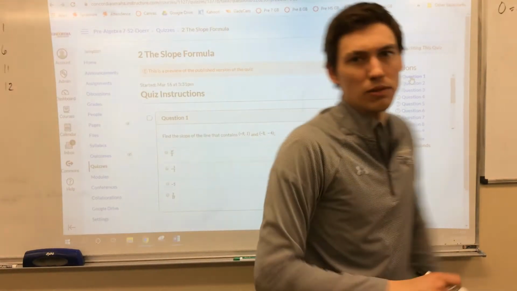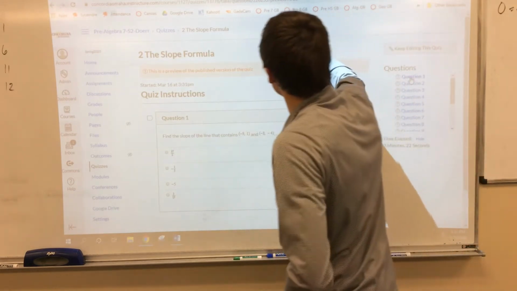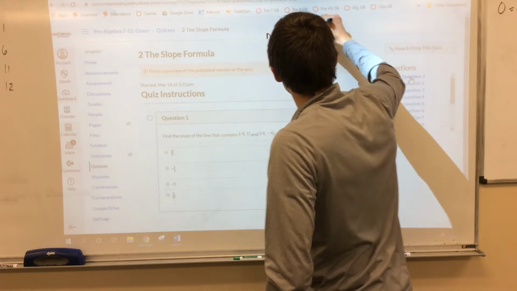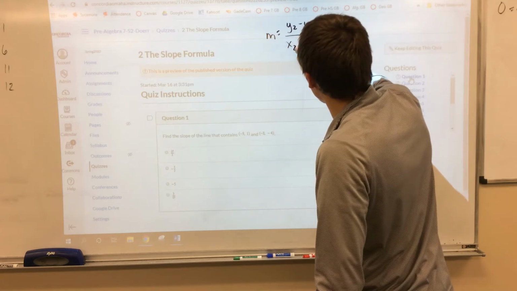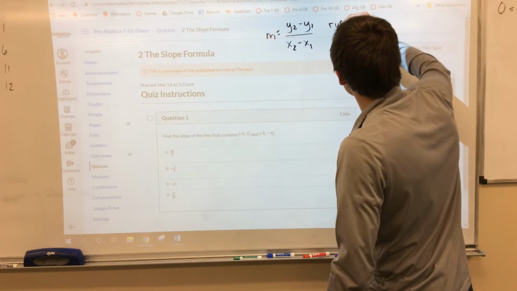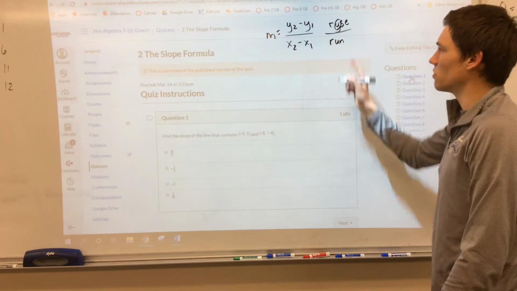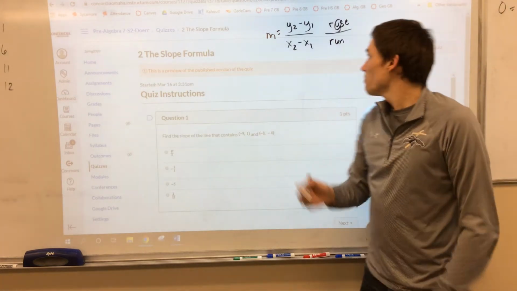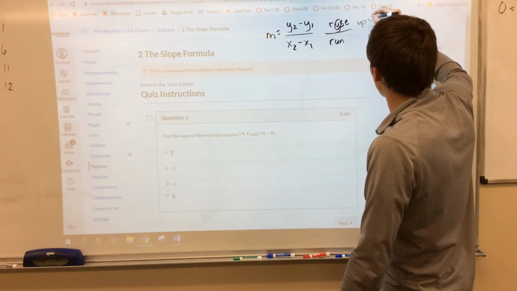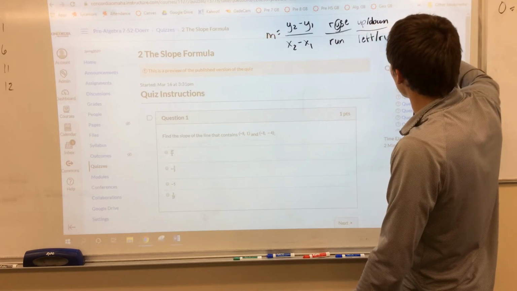All right, welcome to lesson 2, the slope formula. Remember, the slope formula is m equals y sub 2 minus y sub 1 all over x sub 2 minus x sub 1, because it's rise with the y's over run. Rise over run, that's what slope is. Y is on top, x is on the bottom. This tells us up or down over left or right.